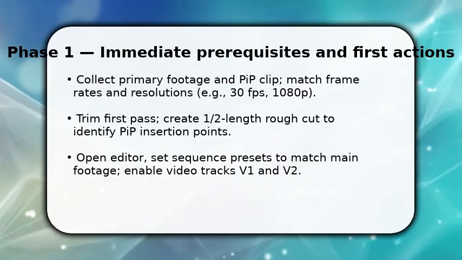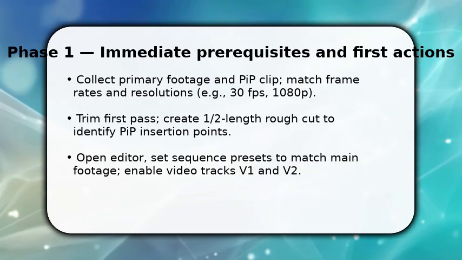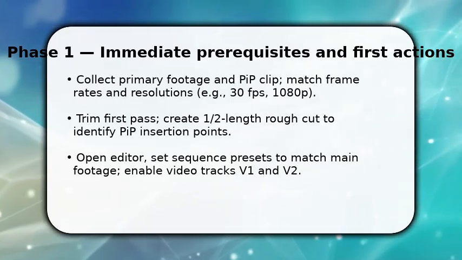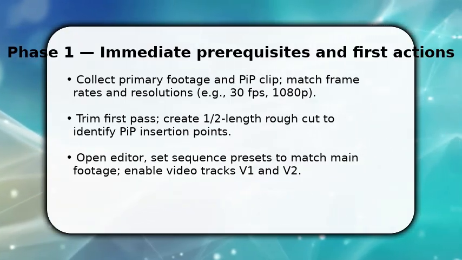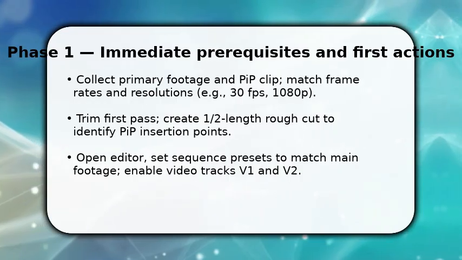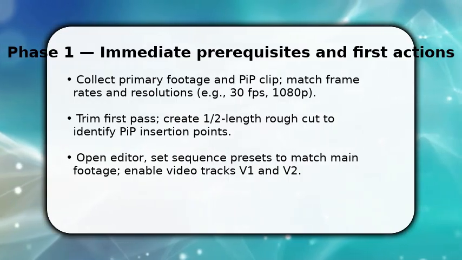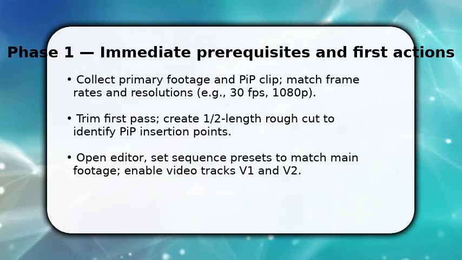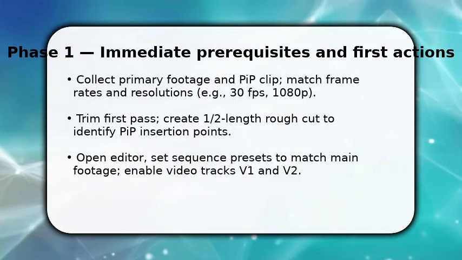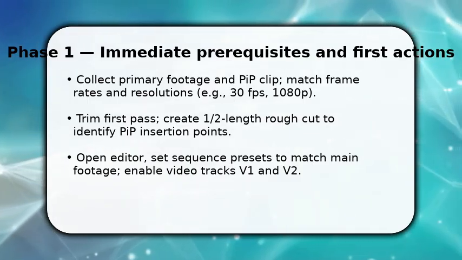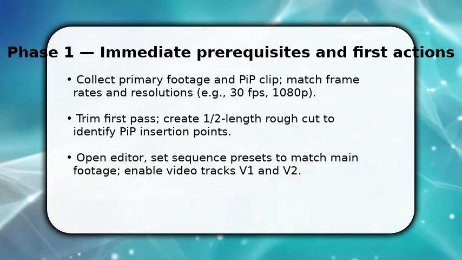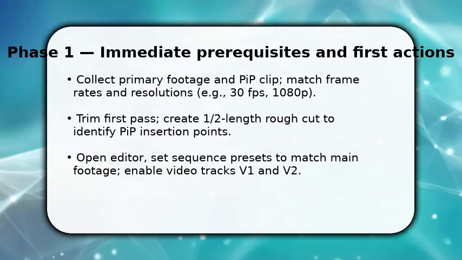You start by gathering the two essential assets, the main footage and the picture-in-picture clip, and you set matching frame rates so playback stays smooth. Once done, make a quick trim pass to create a rough cut that highlights where the PiP belongs, because that makes precise placement faster. Then open your editor and set the sequence preset to match the main footage.